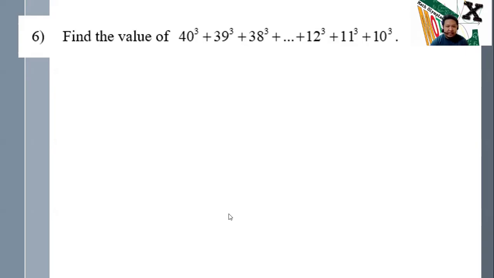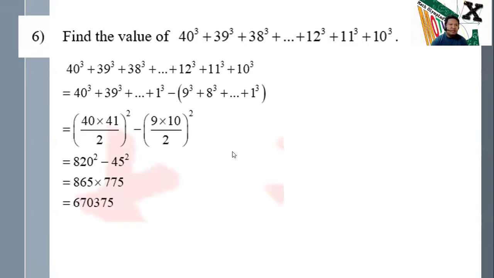Okay, let's try to check for number 6. How do we solve for that one? We'll be having 40 cube plus 39 cube plus 38 cube until 10 cube. For this question, we need to know the formula for the summation of perfect cubes. So this is the solution for this.